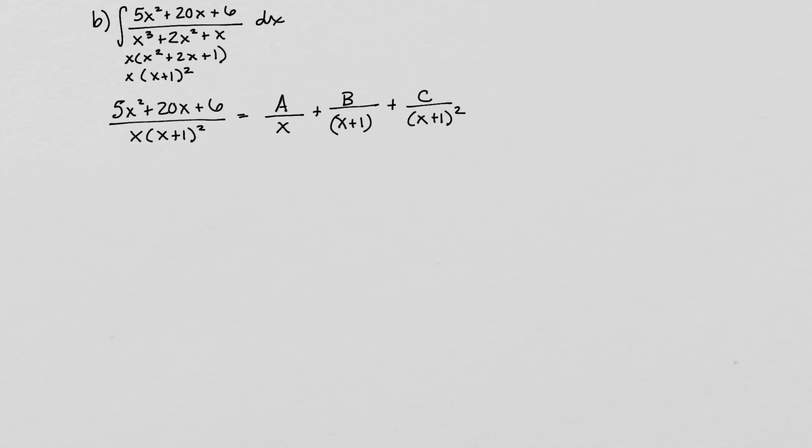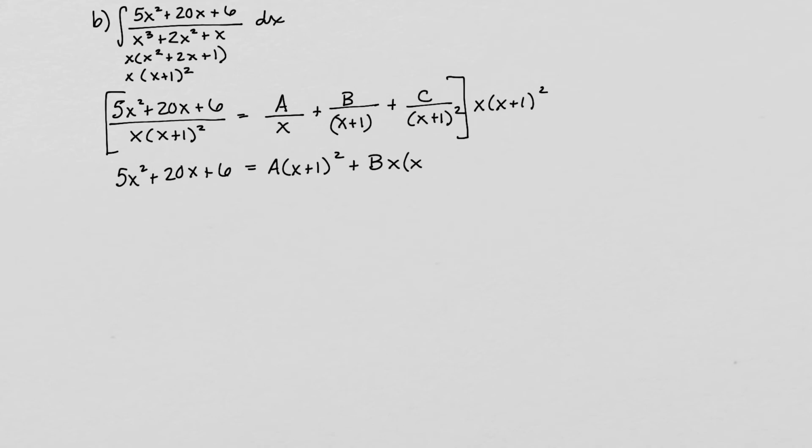Okay. I'm going to clear the bottom of the fraction. So we're going to multiply everything by x times x plus 1 squared. So on the left-hand side, I have 5x squared plus 20x plus 6. On the right-hand side, I have A times x plus 1 quantity squared plus Bx times x plus 1 plus Cx.